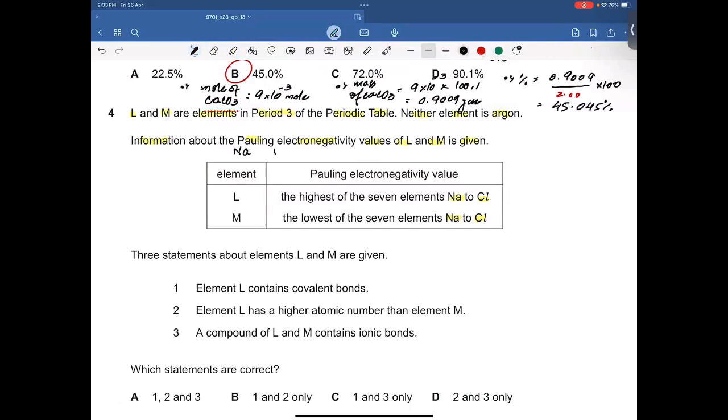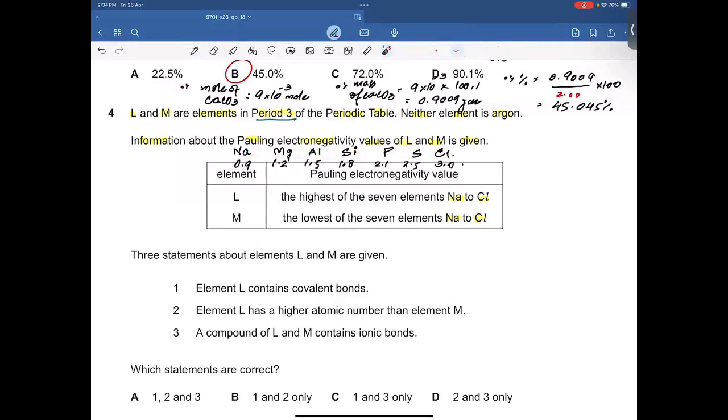Let me give you a hint here. Sodium, magnesium, aluminum, silicon, phosphorus, sulfur, and chlorine. Since examiner is talking about period 3, I have given you period 3 elements here. All right. The Pauling scale for sodium is 0.9. This is 1.2. Then 1.5. Then 1.8. Then 2.1. Then 2.5. And then 3.0. That was the Pauling scale I have given you in the class.